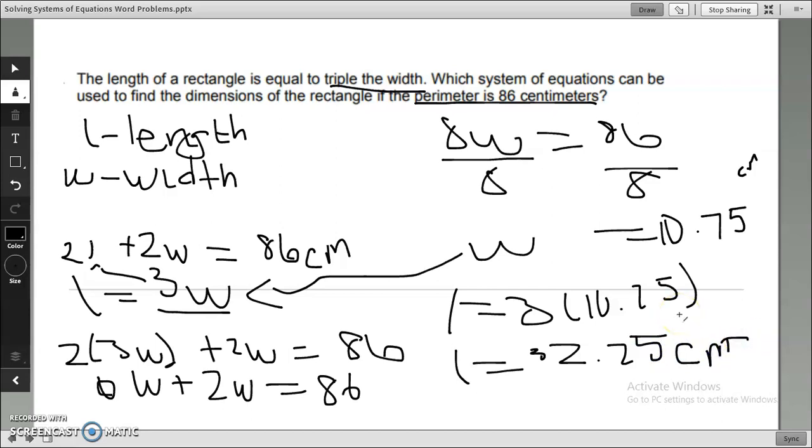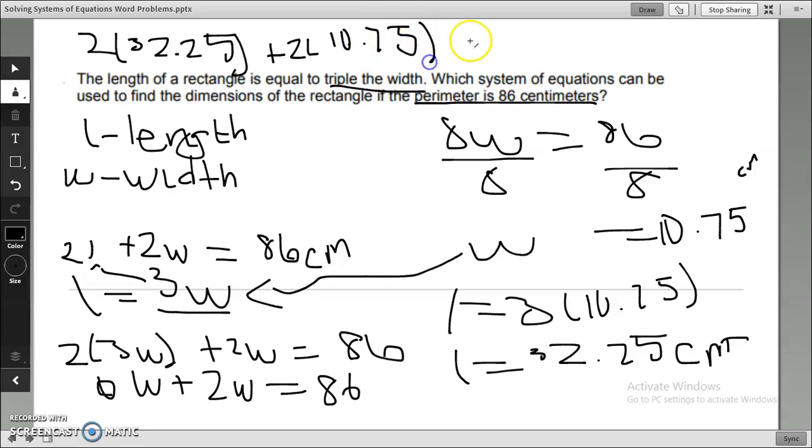Now, of course, you want to go back and check. You always want to check to make sure that you have performed it correctly. And so we can definitely do that. This one, it doesn't make any sense to plug it in here, but here we can go back and check it. So we can say 2 times my length, which is 32.25 centimeters, plus 2 times my width, which is 10.75. Does that equal 86? And by George, it does. So that works out, and I hope that this helps.